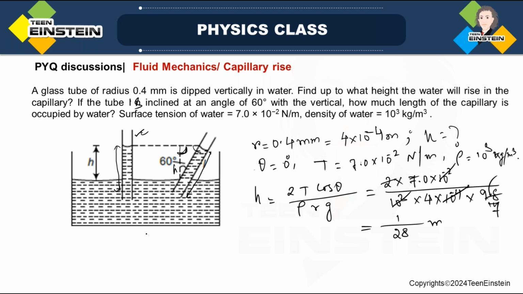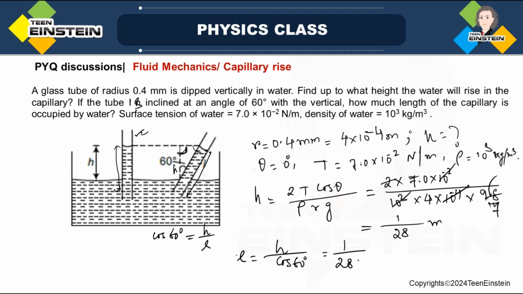In that way, cos of 60 degree is equal to base, that means height, by L, the hypotenuse. So we have to find out what is L. L is H by cos of 60 degree. That means the height is this one, 1 over 28.